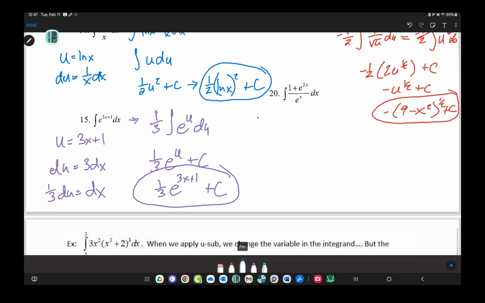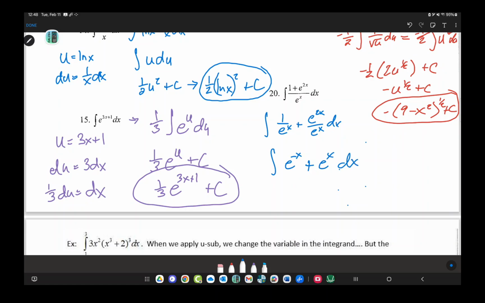And lastly, we're saying u is equal to 1 plus e to the 2x. No, because what happens if we do the derivative of that? We'll still have e to the 2x, right? Do I have e to the 2x? No. So what I'm going to do instead is separate this out as the integral of 1 over e to the x plus e to the 2x over e to the x, which gives me the integral of e to the negative x plus e to the x dx.